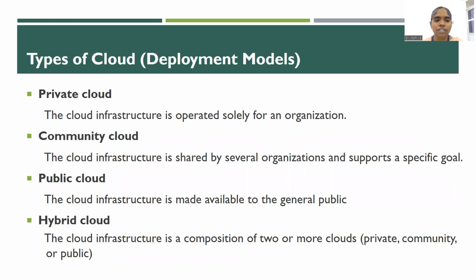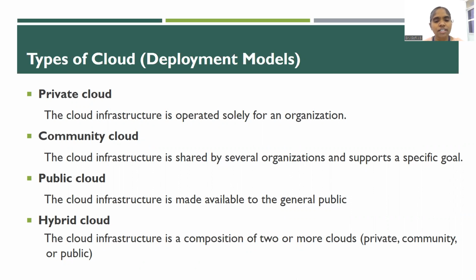And community cloud means the cloud infrastructure will be shared by several organizations who share a common goal, or there will be a specific goal. So those organizations will be sharing the cloud infrastructure. And public cloud means the cloud infrastructure will be available to the general public. Anyone can access that cloud infrastructure.